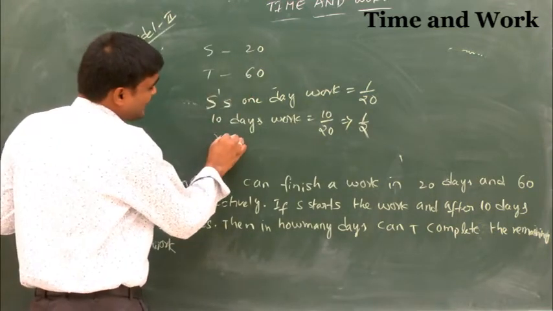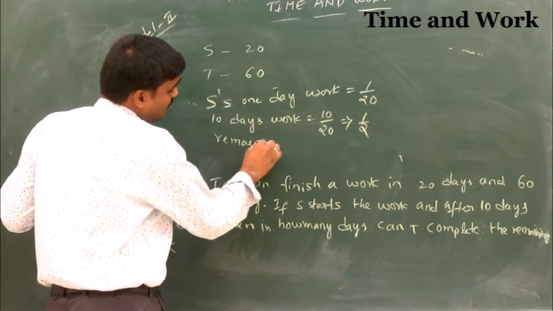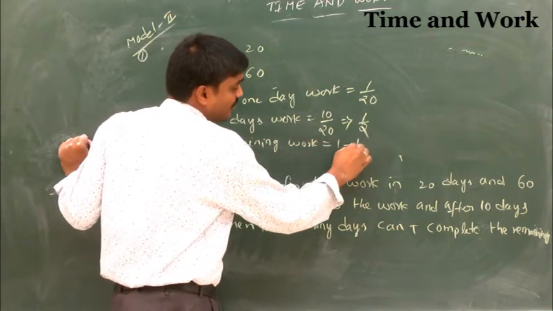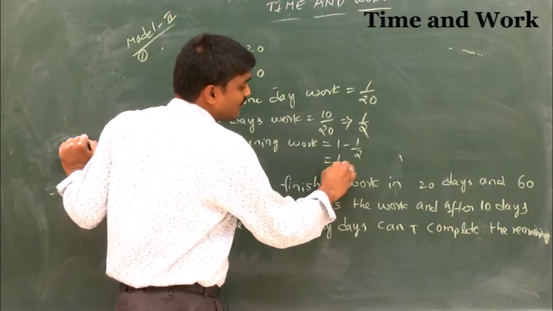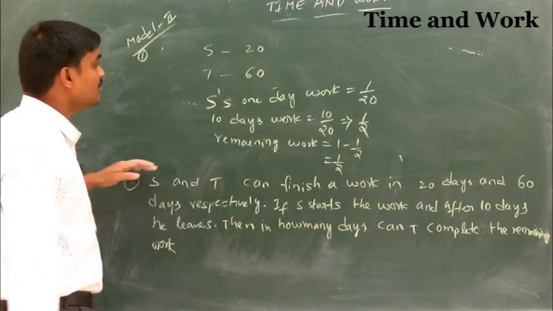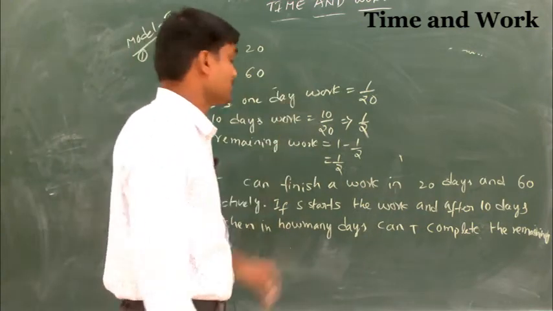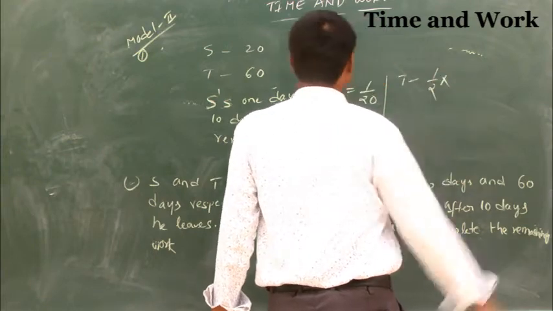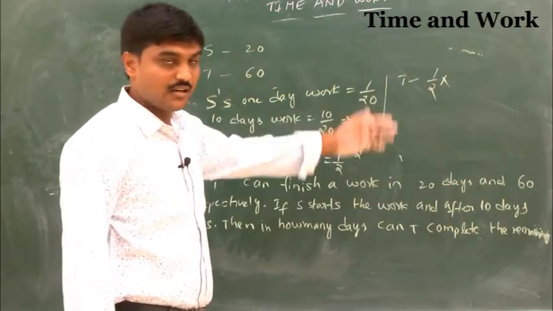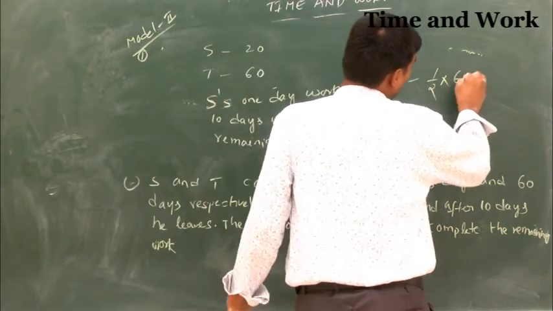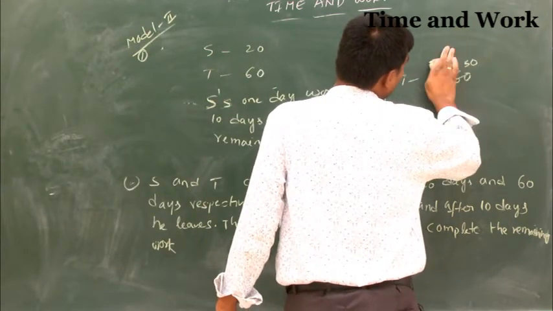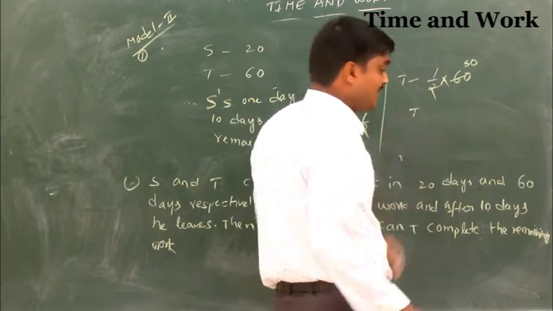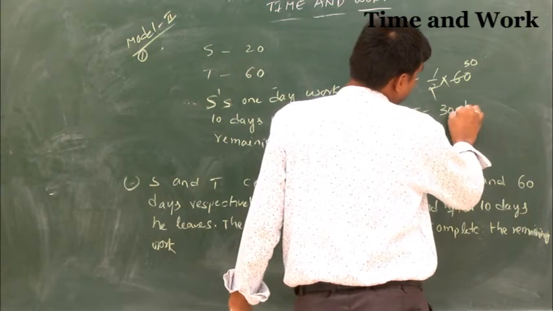So the remaining work is 1 minus 1 by 2. Who will do the remaining work? T will do, because S leaves. T completes the whole work in 60 days, so here half of the work remains. So 1 by 2 into 60, that is 30. So the remaining work will be completed by T in 30 days.